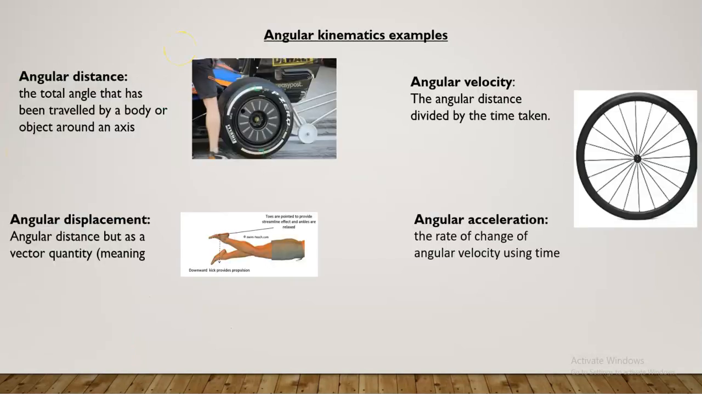Moving on, the next few slides are going to be about the development of angular kinematics. So first of all, angular distance is the total angle that has been travelled by a body or object around an axis.